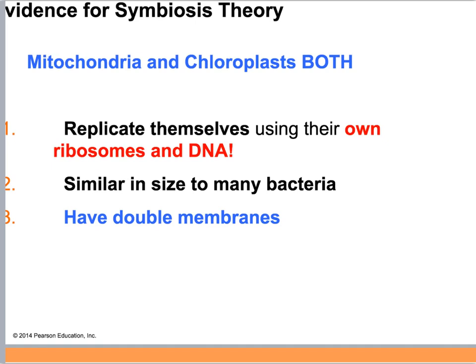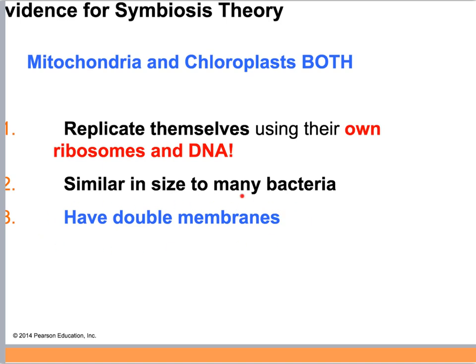So what kind of evidence do we have for this serial endosymbiotic theory? Well, first of all, we'll start with number 2 here, we know that both mitochondria and chloroplasts are similar in size to bacteria. We know that they both have their own DNA and ribosomes, so they can replicate themselves, and some of the DNA is very similar to some ancestral prokaryotes.